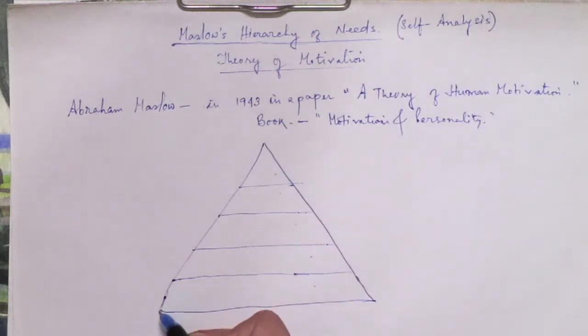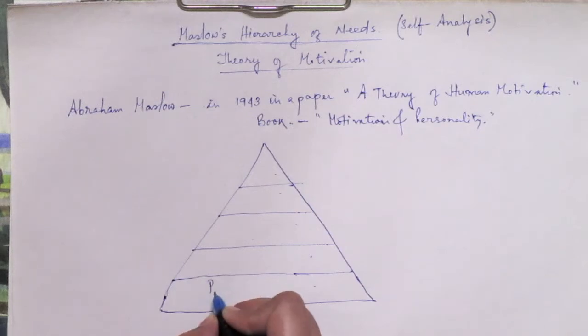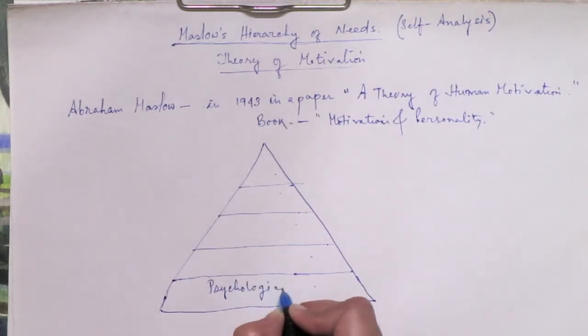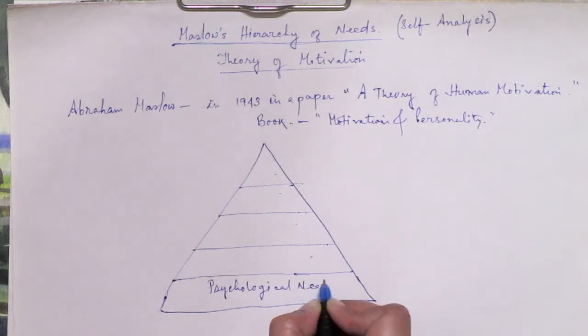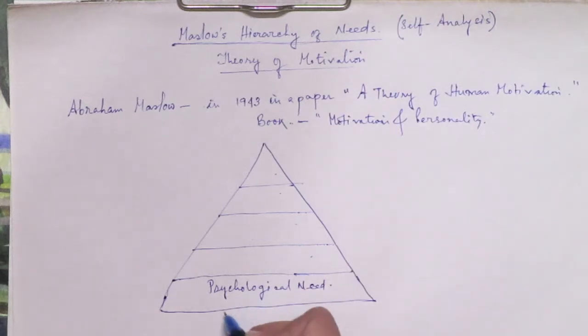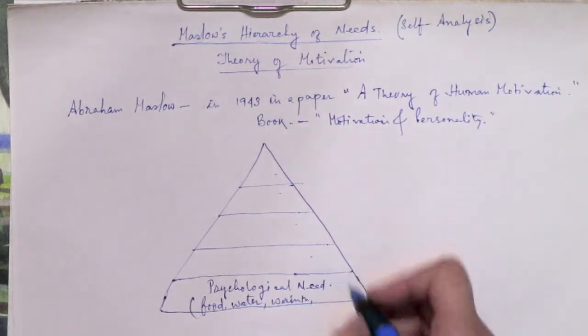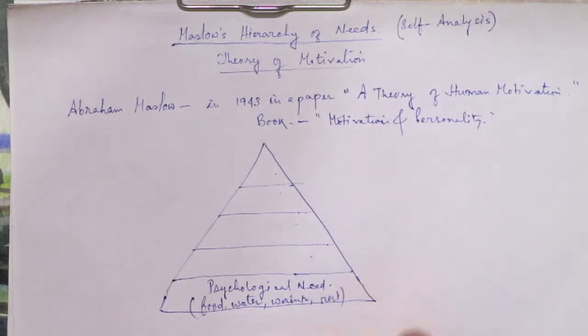At the base we get psychological needs. What does psychological need mean? It means food, water, warmth and rest. These are our psychological needs.